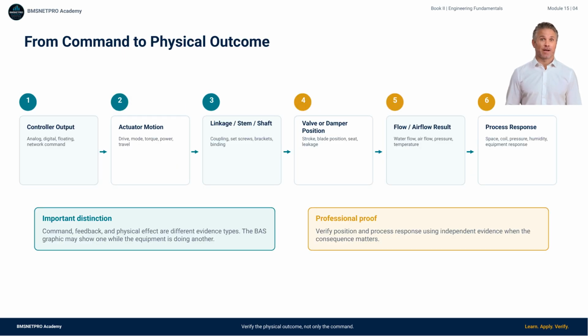A final control element is a chain, not a single point. The controller sends an output. The actuator converts that signal into motion. The linkage, stem, or shaft transfers the motion. The valve or damper changes position. Flow or airflow changes. Finally, the process responds through temperature, pressure, humidity, or equipment operation. Each stage can fail independently. This is why command, feedback, and physical outcome must be separated during troubleshooting and commissioning.